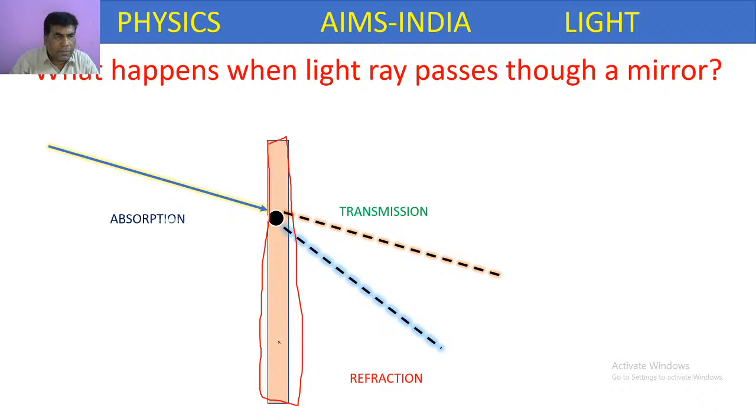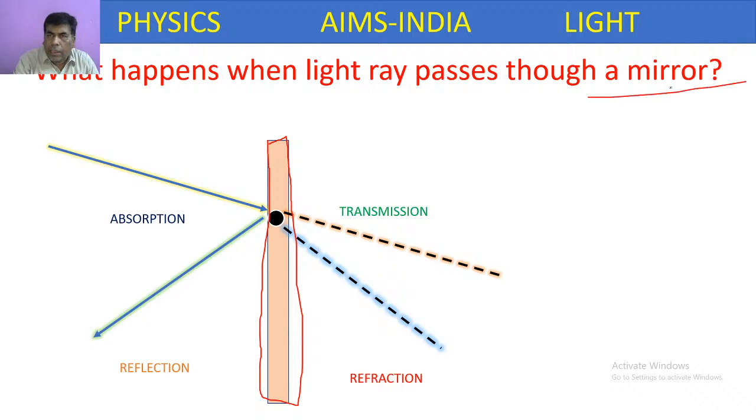So absorption, or it may get reflected back into the same medium, or bounce back into the same medium. So whenever a light ray hits any object, four cases are possible. Either the light ray gets transmitted through the object, or it gets refracted, or it gets absorbed, or it gets reflected.